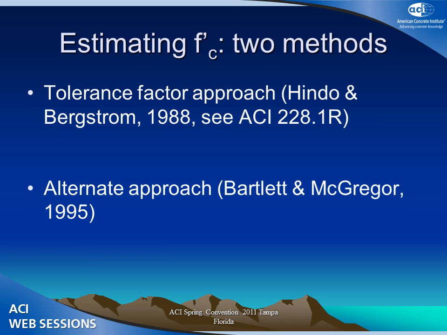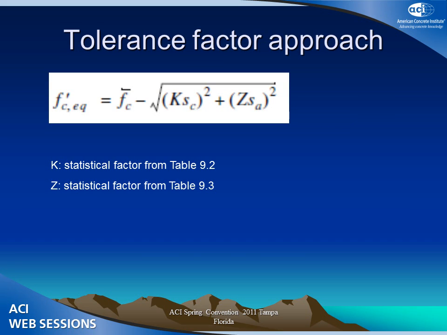Again, the 2 approaches that are outlined in Chapter 9: there's the tolerance factor approach and then the alternate approach. This is the equation for the tolerance factor approach. At this point, the data that we've collected and talked about has all of those except for these 2 factors that come right out of the table and get applied in there so that you can come up with this f'c equivalent.